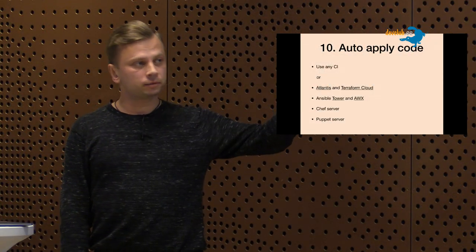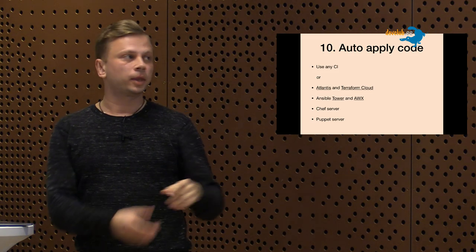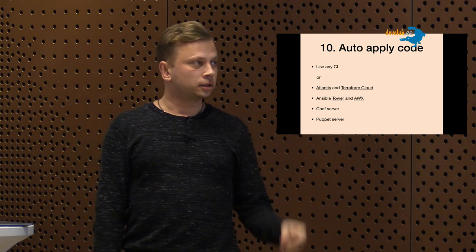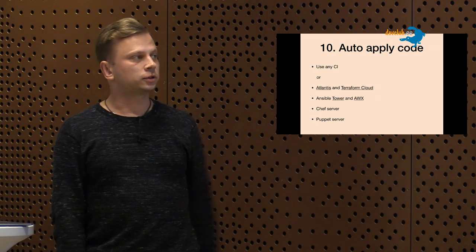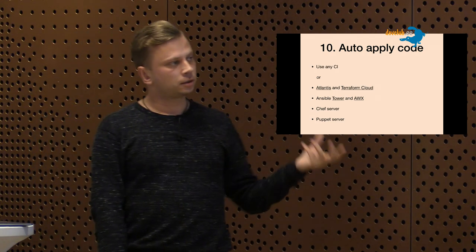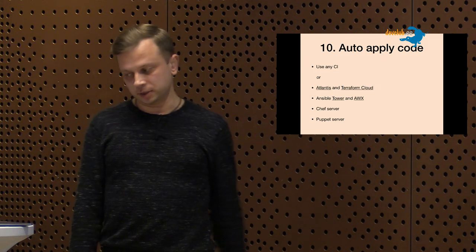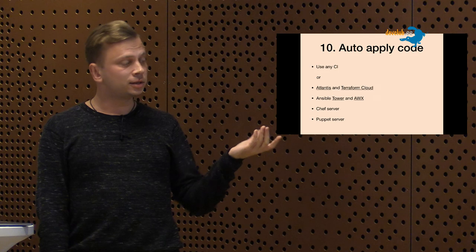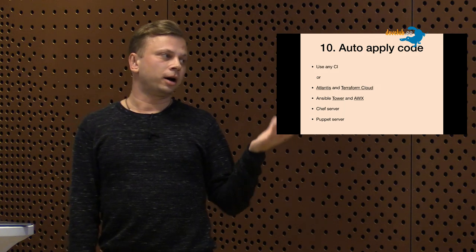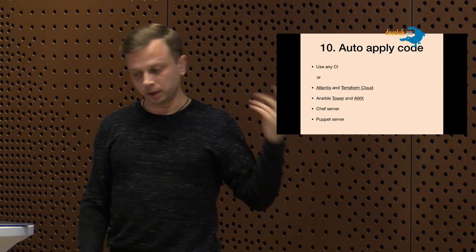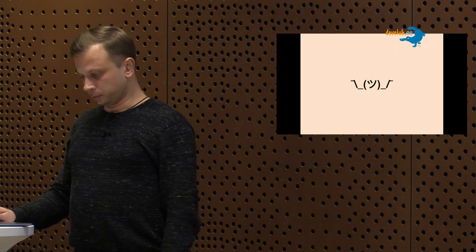And after you ensure that your code is already quite good, you can think about how to apply it from any CI, when you merge request, and it is applied. And there are different solutions for different tools, like Atlantis or Terraform Cloud for Terraform, Ansible Tower and AWX for Ansible, and Chef Server and Puppet Server. And Chef and Puppet can be easier because they have a client-server architecture, and they are intended for use with auto-apply code. So it may be easier for you.